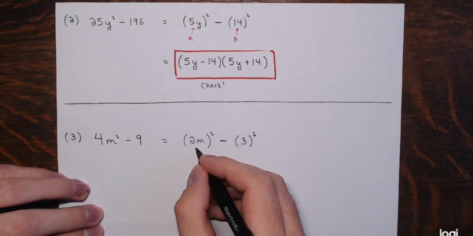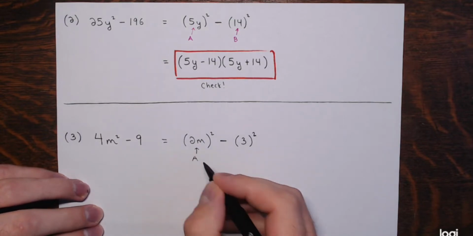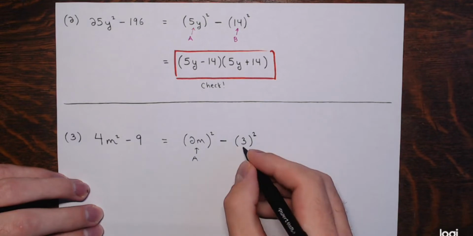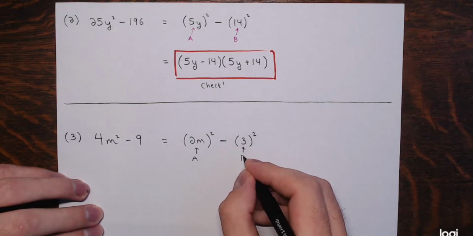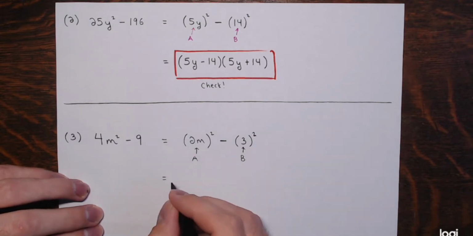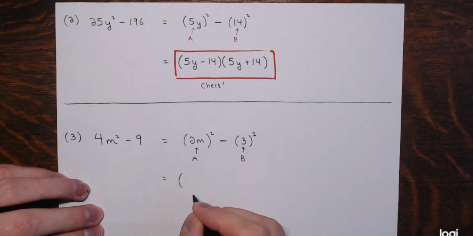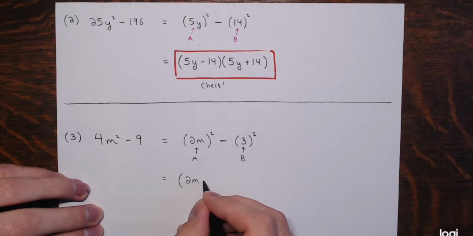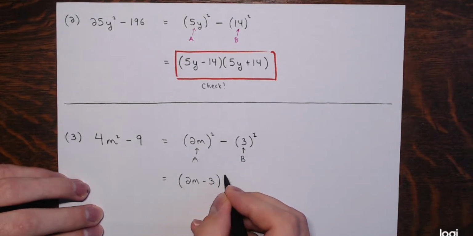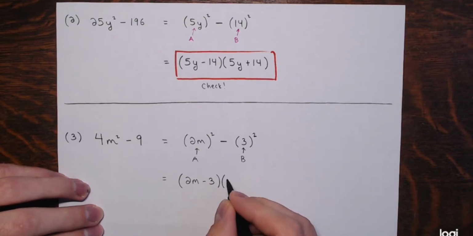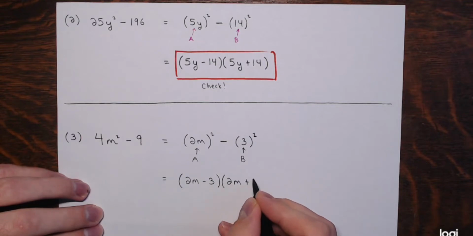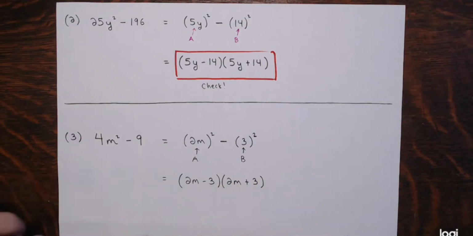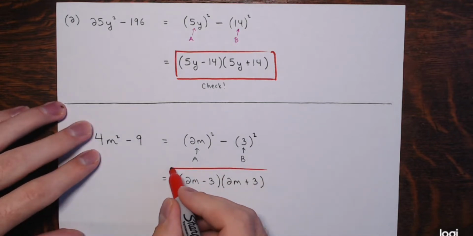Again, I'm going to think of the 2m as that capital A, and I'm going to think of the 3 as the capital B, and then we factor the a minus b times a plus b. 2m minus 3 times a plus b, 2m plus 3. And there you go. Done.